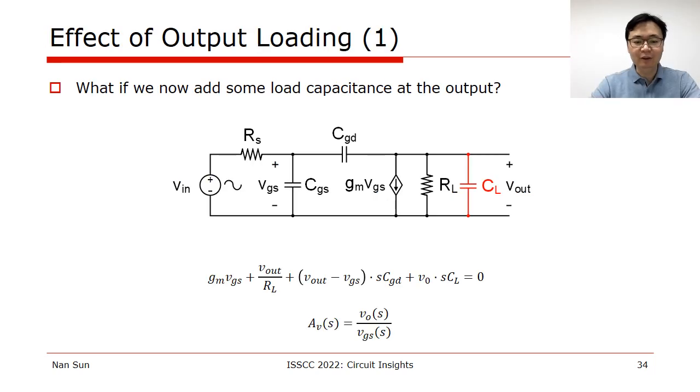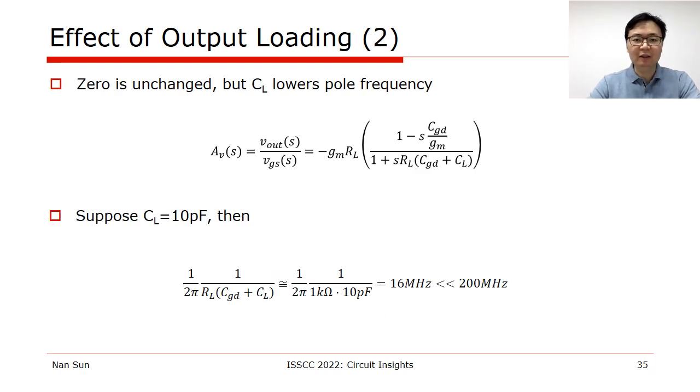But what if we now add some load capacitance at the output of the amplifier? This is also quite common because our amplifier has to drive some capacitive load. Well, we have to rederive AV of s, including the effect of CL. We can use KCL and KVL to derive that, and the expression is given here. The zero location is unchanged and still at very high frequency, but the pole location of AV of s gets changed. It is lowered with large load capacitance.